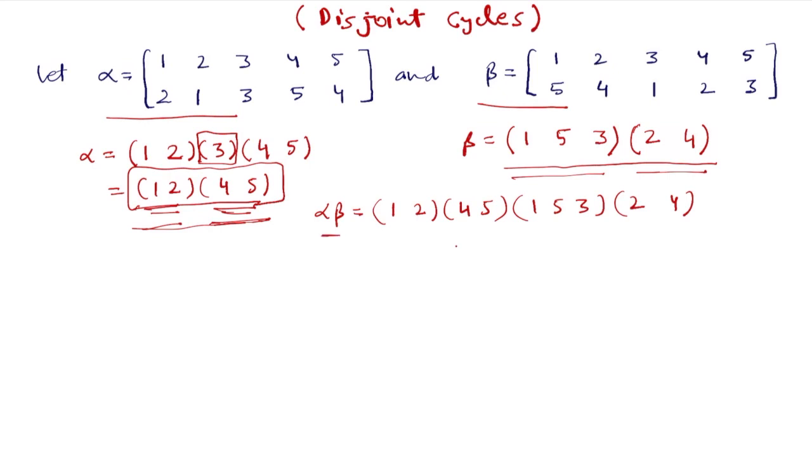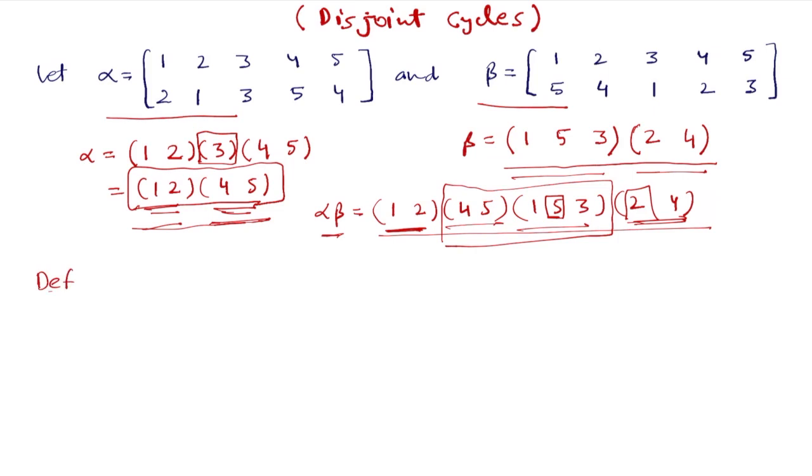But alpha beta is a product of four cycles, and you see that these two cycles have element 5 in common. These two cycles (4 5) and (1 5 3) have symbol 5 in common, and similarly (1 2) and (2 4) also have symbol 2 in common. We say that two cycles are disjoint if there is no common symbol between them. So let us define this concept.